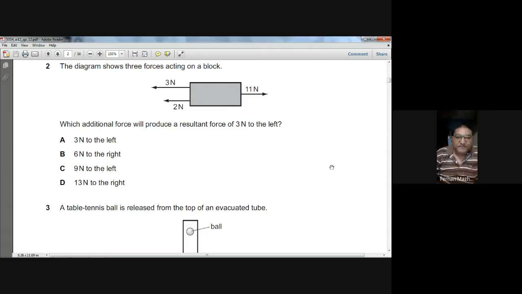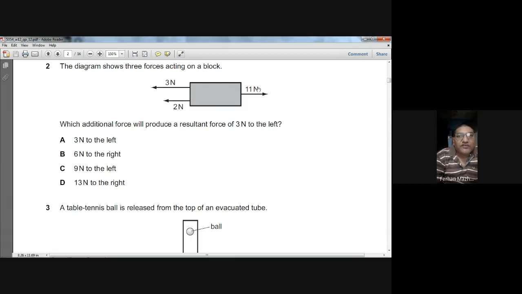So you see, we want a resultant of 3 Newton towards the left. So if I want this as a resultant, I need to balance this with this. So what extra force do I need to apply to the left side?